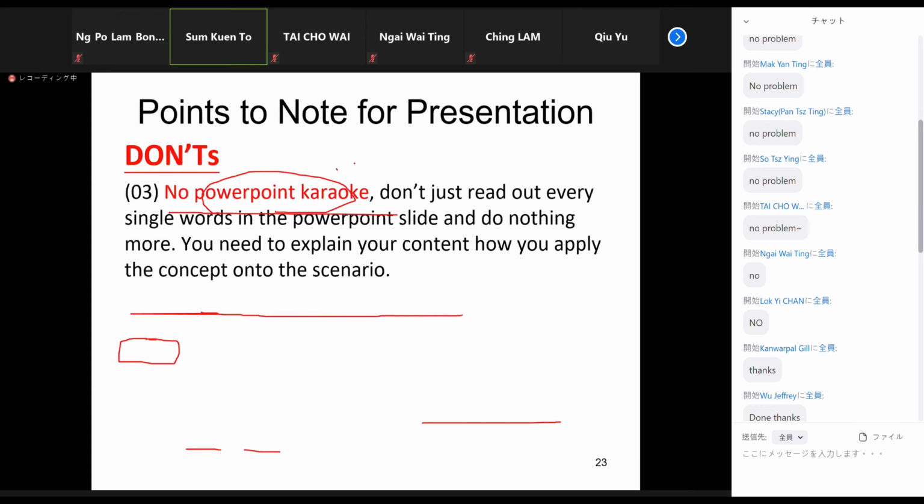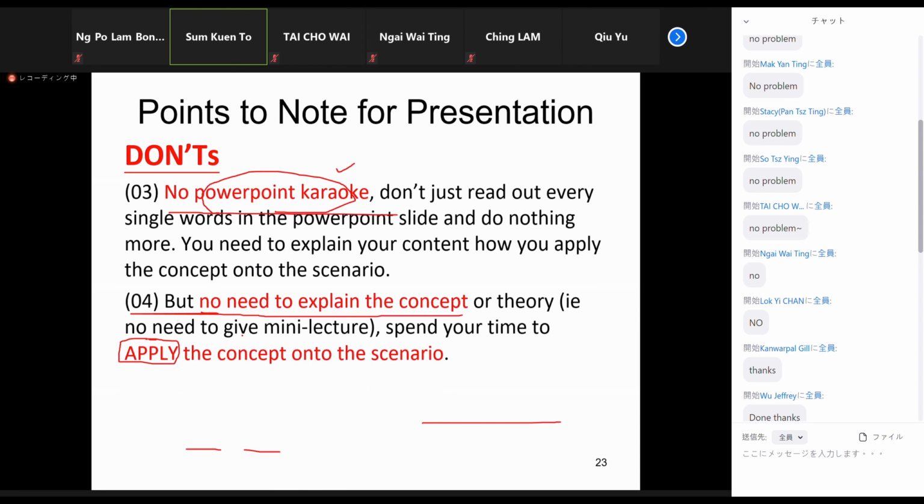Try to use your own word. You explain, right? And then another animation, and also highlight the keyword, and also here, you need to apply the concept. Don't just explain what the concept is all about. This is the duty of the lecturer, me, not you. You go straight to apply the concept. Don't need to tell me the definition. No need to provide me the lecture.